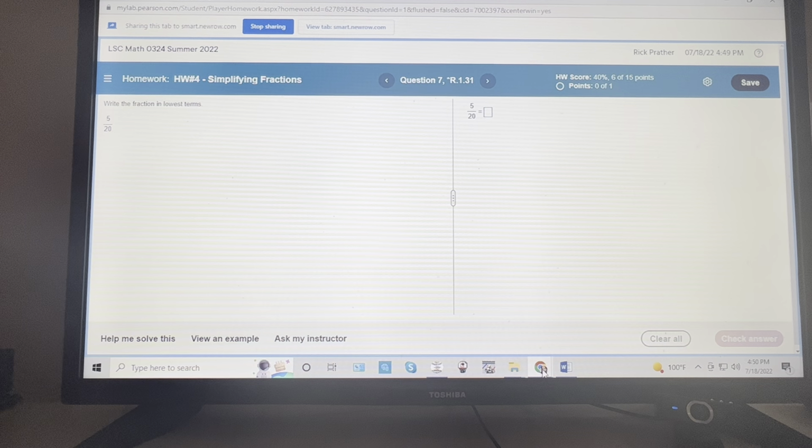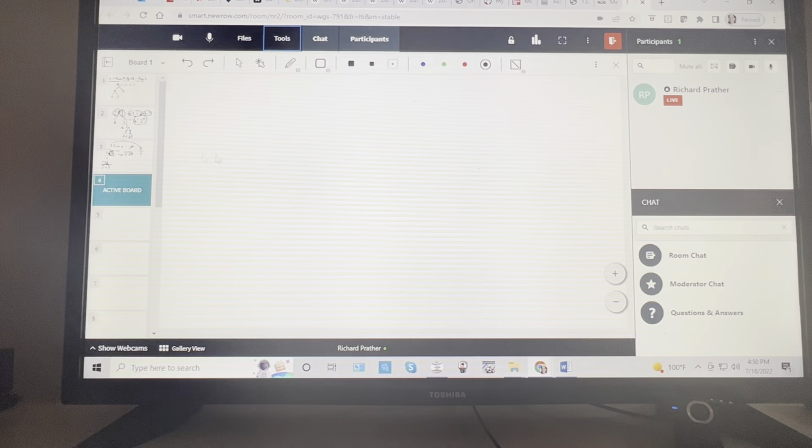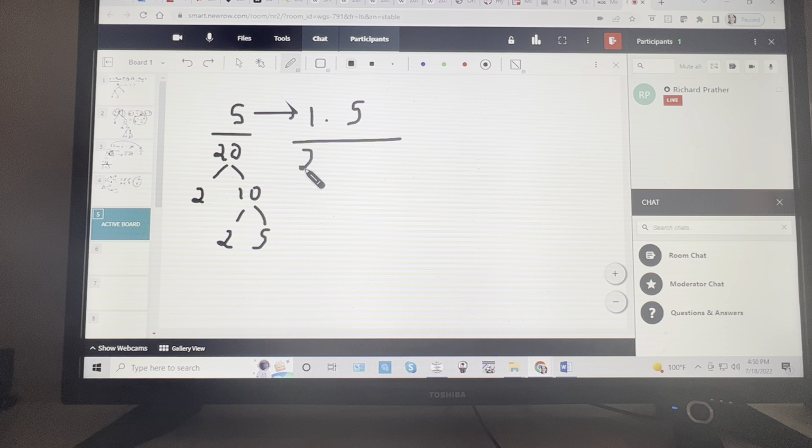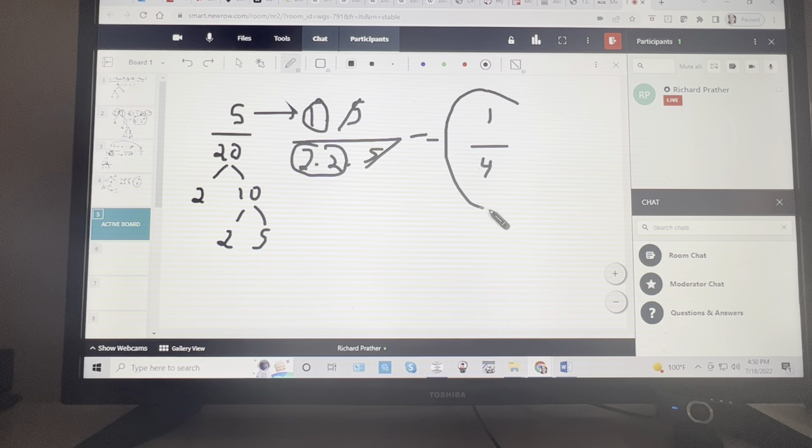Write the fraction in lowest terms. So you can either do what I was doing just a second ago. Here's two ways to do this problem. Sometimes this takes a little while, so not everybody likes this method, but if you like this method, do this. 5 is 1 times 5 only. It's the only way to make 5. 20, I want to break it down. Maybe 2 times 10, or maybe you thought of 4 times 5. 2 times 5. So it's 2 times 2 times 5. The 5s cancel. 1 over 4. Then you can multiply those two 2s back together again and get 4. This is one way to do the problem.